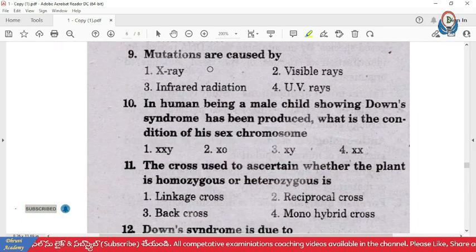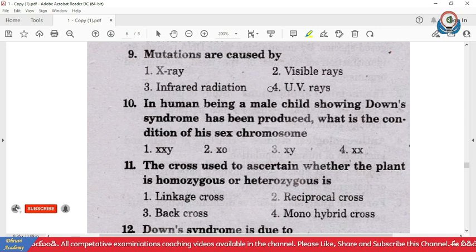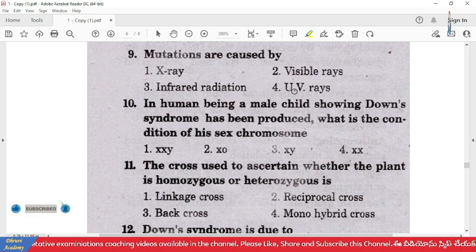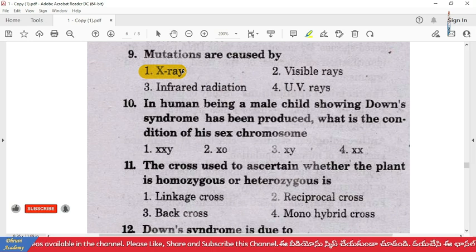Mutations are caused by, is it X-ray, or visible ray, or third one infrared radiations, and the fourth one UV rays? Which is the correct answer? These mutations are caused by X-rays. X-ray is the right answer.